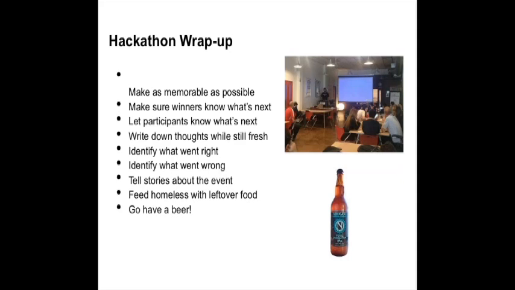So identify what went right, what went wrong, and then figure out how to tell stories around the event in a meaningful way. Hopefully you have a blog or some sort of social media outlet that you can use to articulate and tell people what went right, what went wrong, and hopefully you can set the tone for the next event in a different way.